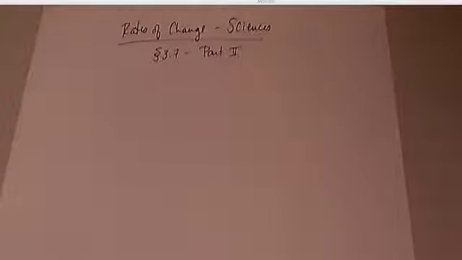Okay, video 2 on the rates of change in the natural and social sciences, 3.7 in your book. Last video was a lot of explanation. I went slowly through one example. We kind of ran out of time. So let's just go ahead and pick right back up.